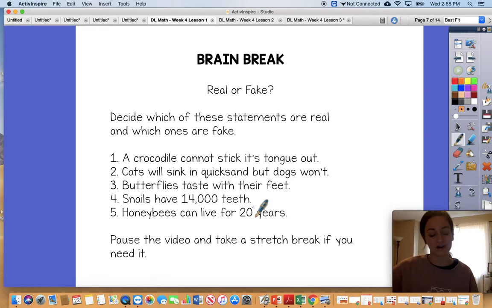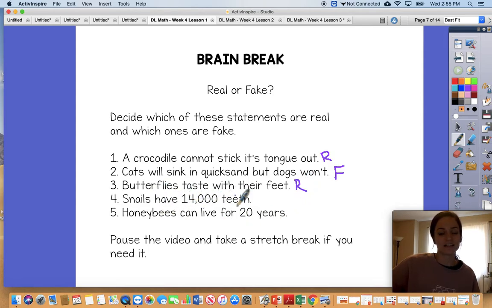And now I'm going to go through if they are real or fake. A crocodile cannot stick its tongue out. That is real. A crocodile cannot stick its tongue out. That's kind of cool, right? Cats will sink in quicksand, but dogs won't. That is fake. Miss Cook just made that up in her head. That's not real, okay? Butterflies taste with their feet. That is real. That is a true fact.